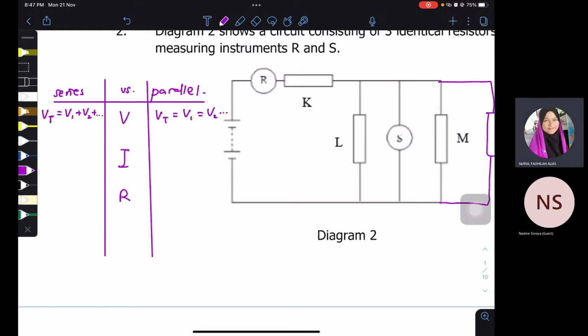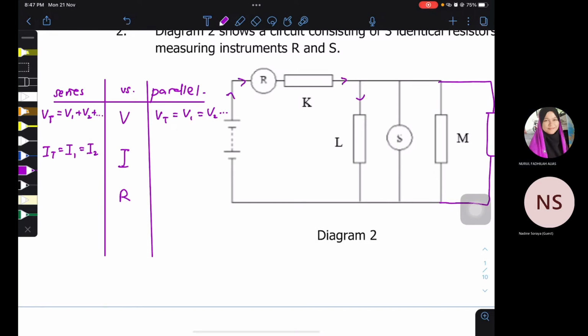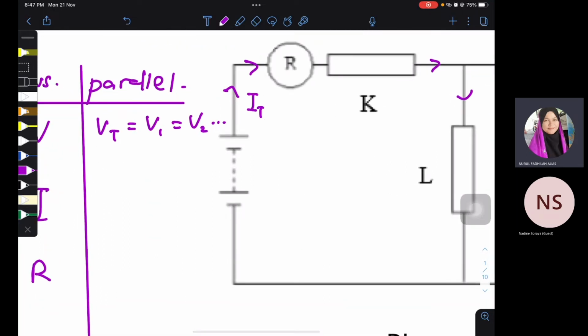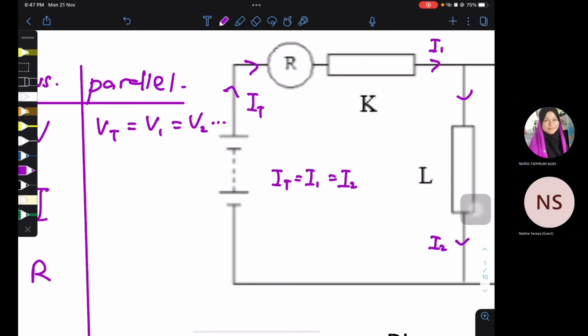What about current? Kalau in series, current sama di mana-mana. I total equals to I1 equals to I2. Maksudnya macam ni. If this is the current, direction of current flows, ni in series punya circuit. Jadi, sini adalah I total. Sini I1. Let's say sini I2. Jadi, kita kena tahulah I total sama dengan I1 sama dengan I2. Kenapa? Dia same path kan? Sama je.